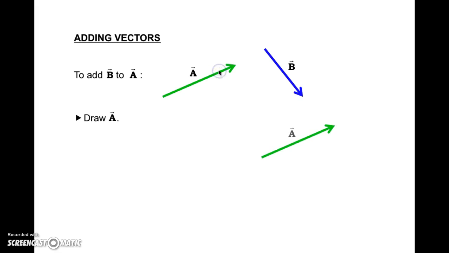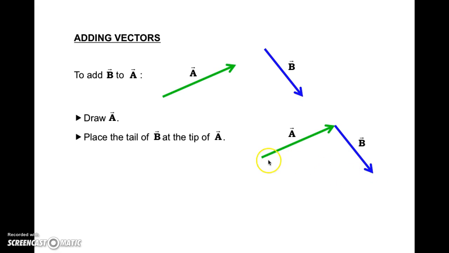And again, a vector is just an arrow. And so if I have two vectors here, A and B, to add B to A, what you have to do is you have to draw them tip to tail. Doesn't matter what order. But for example, this here is the tip of A, this is the tail of B, so they would have to move together, as is shown here.